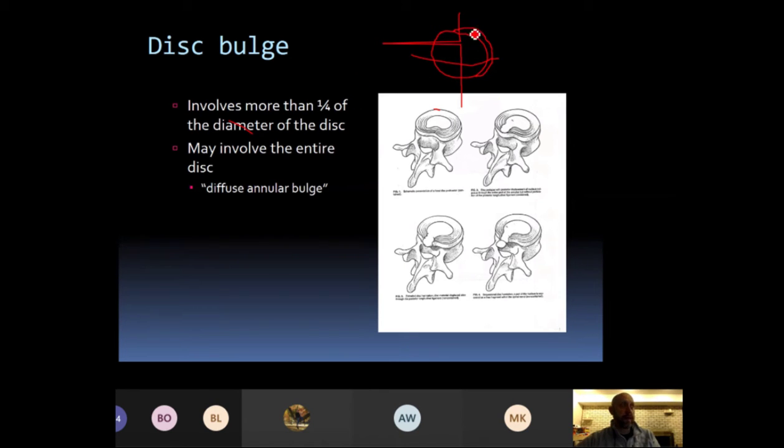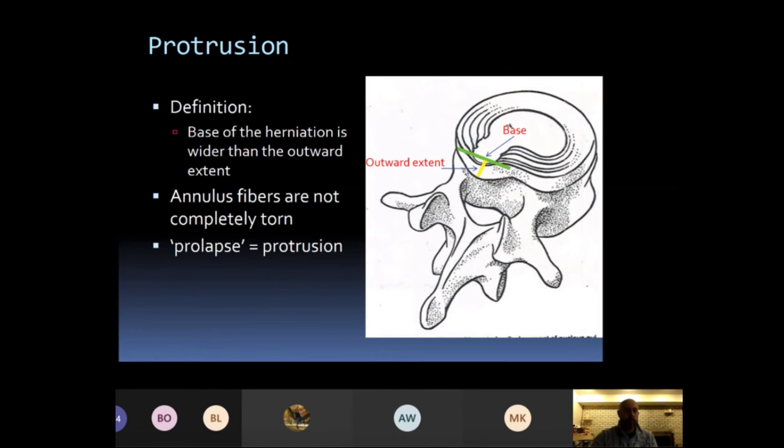If it's just like I've drawn here, part way, but not the whole thing, we'll describe that as an asymmetrical disc bulge. However, if the disc bulge has gone the entirety of it, you can imagine if it's bulged out around the entire circumference, flattened and pancaked out, then you can use the term diffuse annular bulge. So bottom line, the disc bulge is going to be more than 25% of the entire ring. If it's less, then you're going to use the term disc herniation.